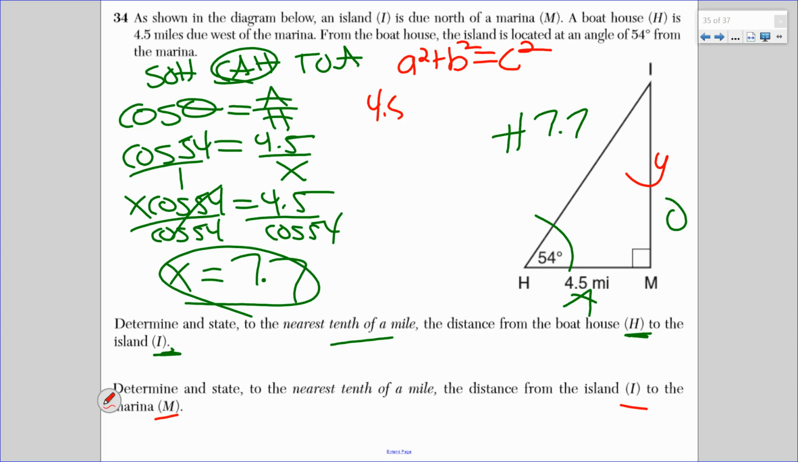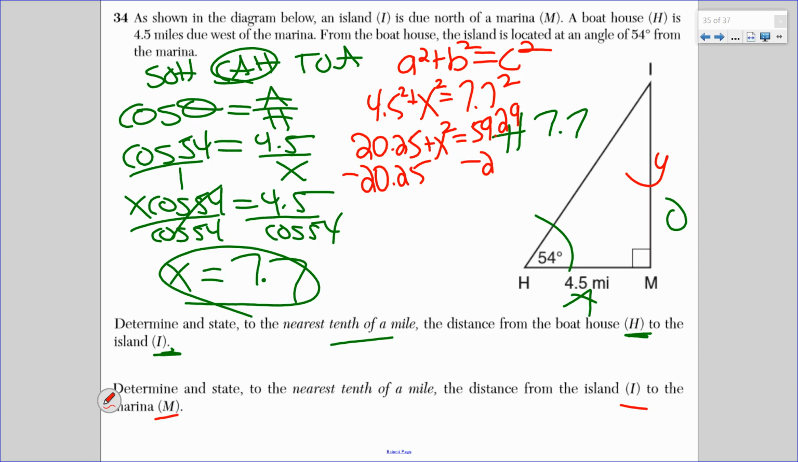So, my legs are A and B. That's going to be 4.5 squared plus Y squared equals 7.7 squared. Of course, in my answer key, I did it the other way, so I will do it live. 4.5 squared is 20.25. I could pull up my calculator, but it's going to take so long. It equals 7.7 squared, which is 59.29. I do the math because that's what we do on a math test. Y squared is 39.04, square root of both sides. And I got 6.2.